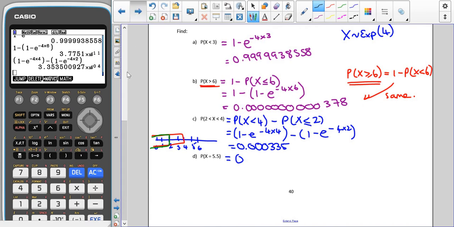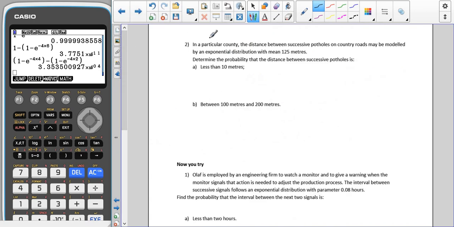So moving on to the second example. This time, in a particular county, the distance between successive potholes on country roads may be modelled by an exponential distribution with a mean of 125 metres. Determine the probability that the distance between successive potholes is less than 10 metres, between 100 metres and 200 metres.